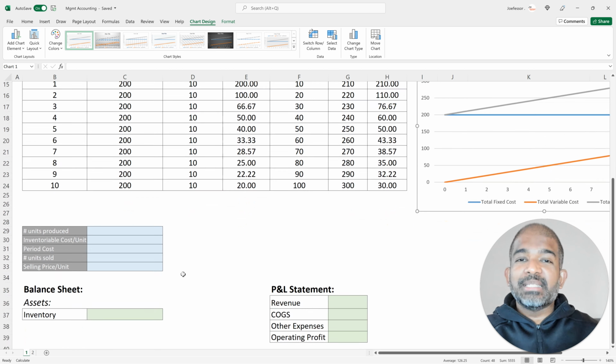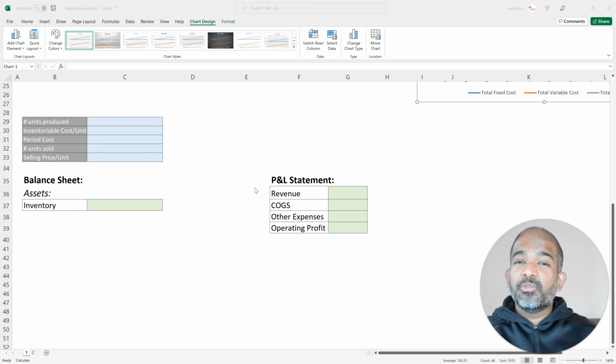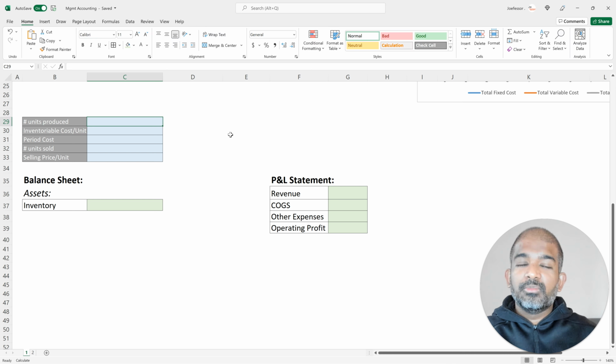Next, we are going to look at inventoriable and period costs. Costs that become part of the inventory during production and which transform to the cost of goods sold only when the product is being sold are inventoriable costs. On the other hand, costs which are directly expensed in the profit and loss statement as and when they are incurred are known as period costs. We'll understand this better with an example.